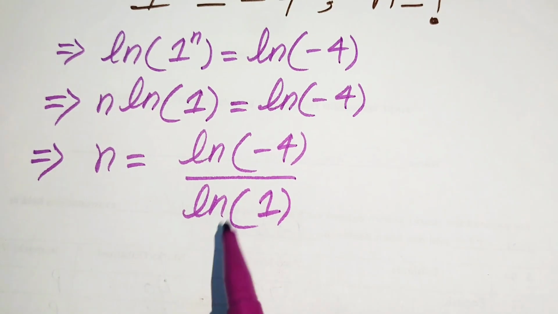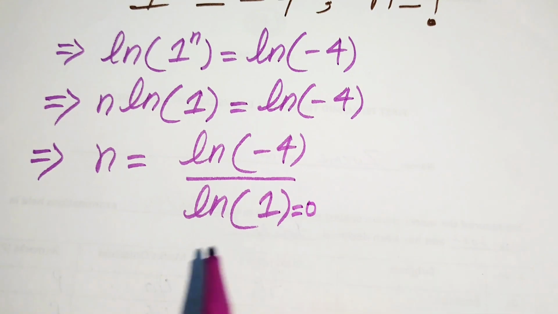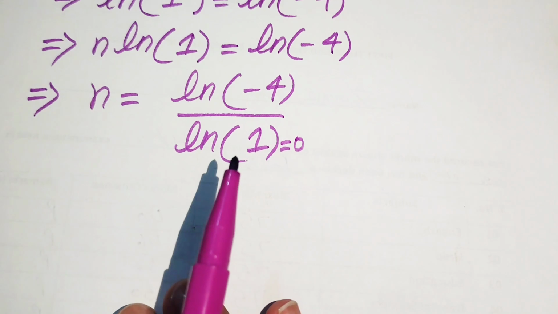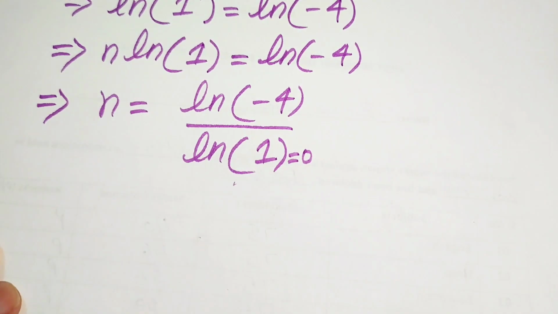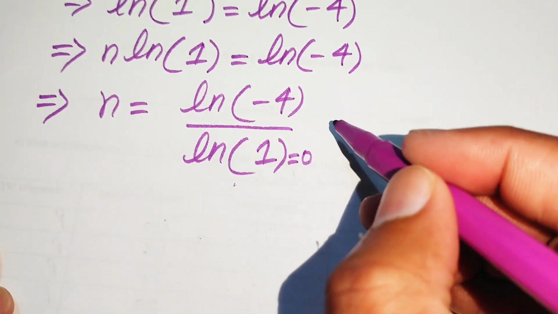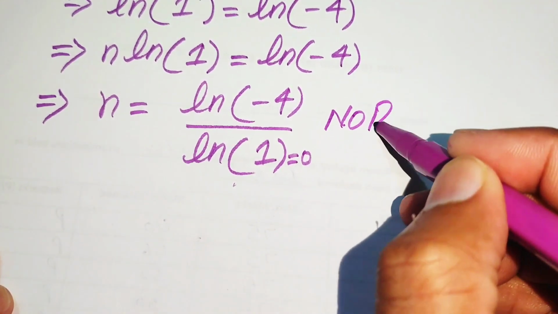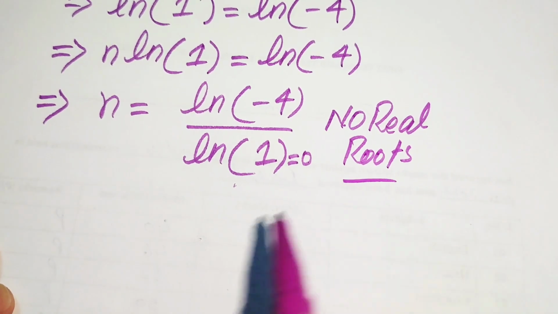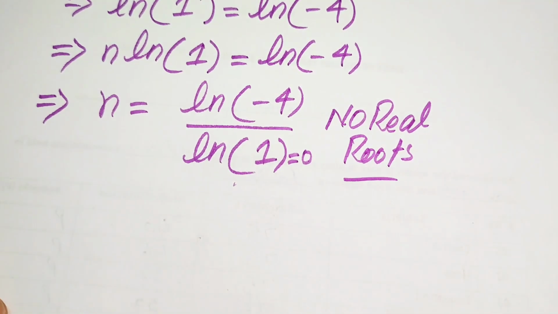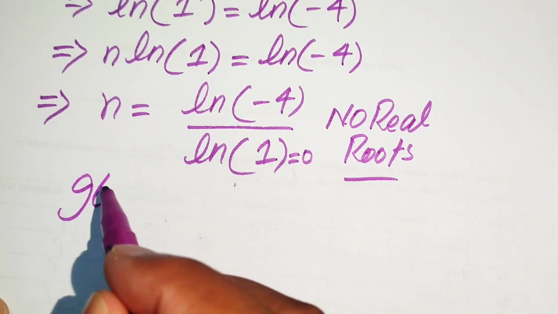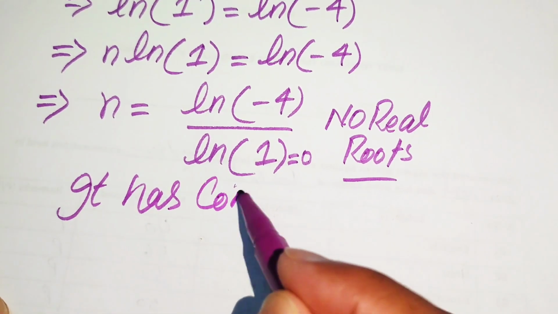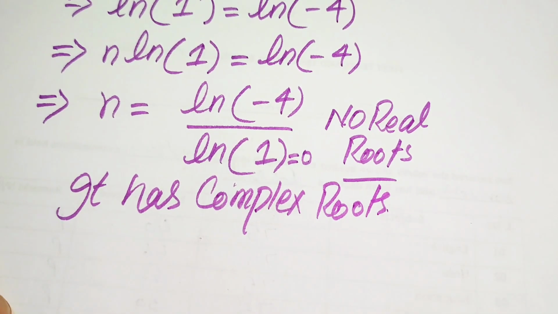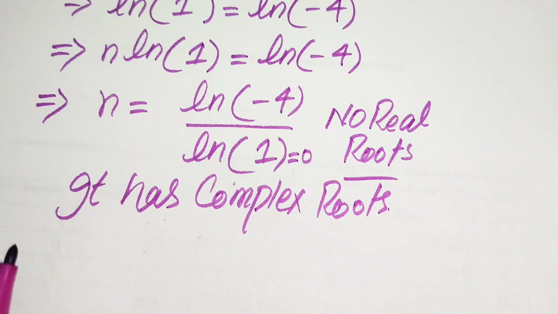And here we know that the value of log 1 is equals to 0, and here we know that something over 0 is equals to infinity, and it means that this expression cannot give us the real root. So here we just write that it has no real root. If it has no real roots, it means that this expression gives us the complex roots. Okay, so we write it here, it has complex root.